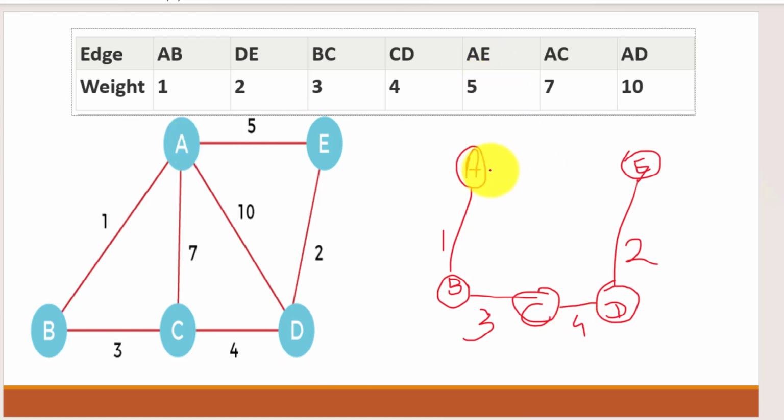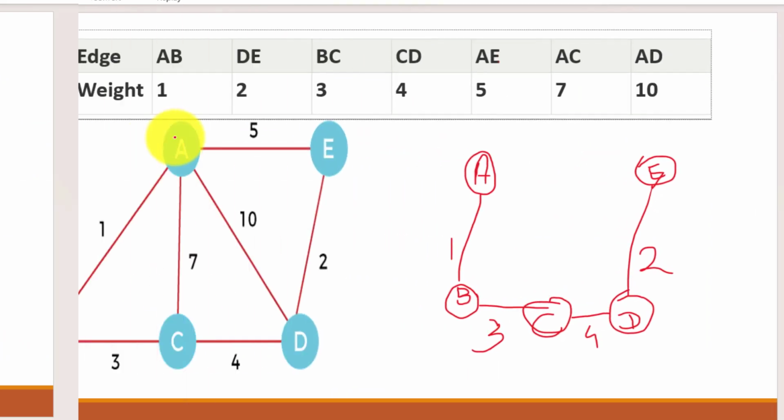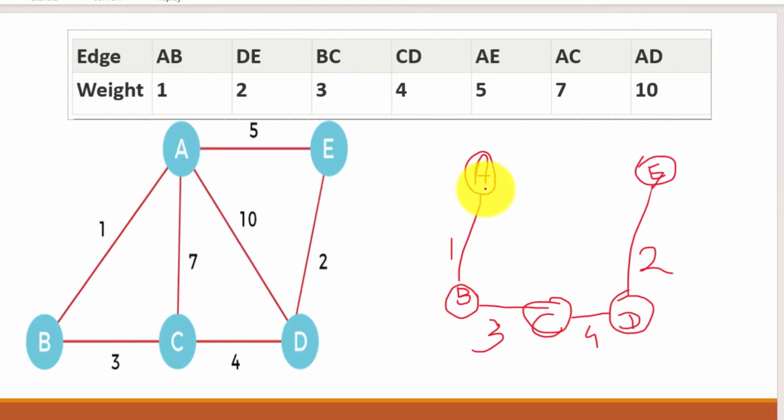Now A to E, if I join this A to E here, I'll get a cycle, because a spanning tree doesn't hold any cycle. That is, in the last video we discussed the property of spanning tree. We don't want a cycle in the graph, so we are going to discard this edge AE. Then AC is having the weight 7, but here you can observe, if I join this edge A to C, it again forms a cycle, so I'm going to discard that edge.